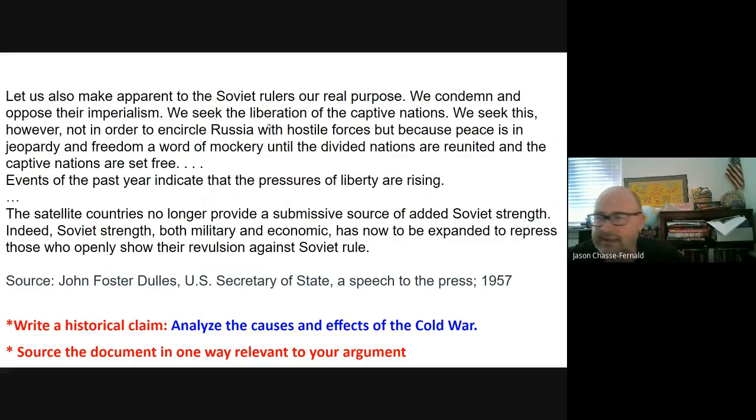All right, so with all that being said, we have a speech made to the press, to the media, in 1957. So we're 10 years after this one now, and this is by John Foster Dulles, the U.S. Secretary of State. There are a couple of things I want you to focus on as you read this. One is this statement right here: events of the past year indicate. So what happened in 1956?